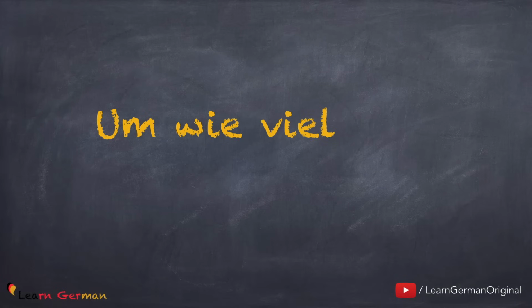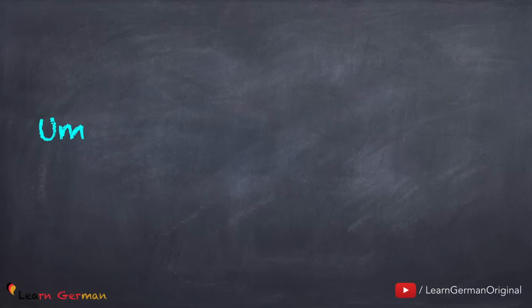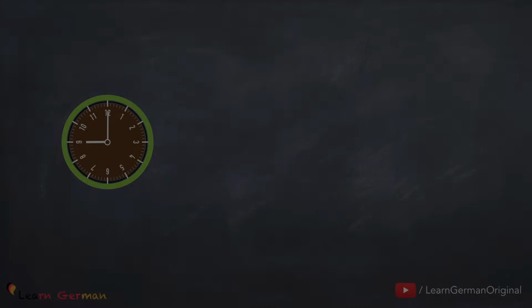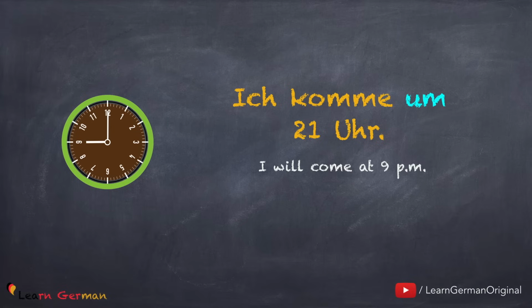Let's move on to the next question. Wie viel Uhr? And the question is: Wie viel Uhr kommst du? Your answer would be: Ich komme 21 Uhr. Do note here that whenever the question is with wie viel Uhr, the answer would always be Uhrzeit, a specific time.